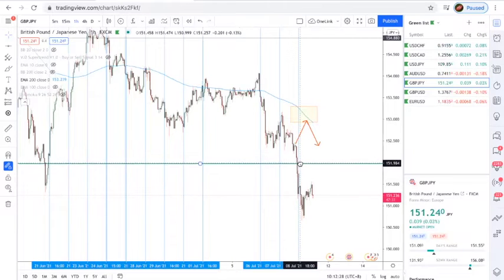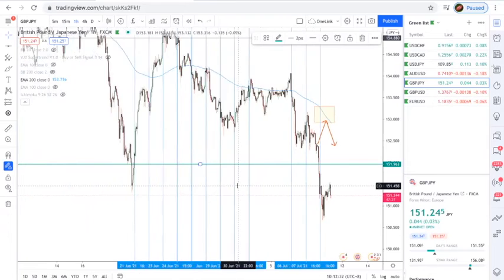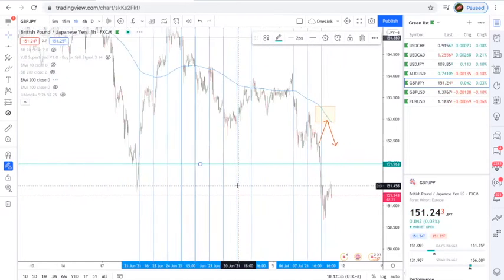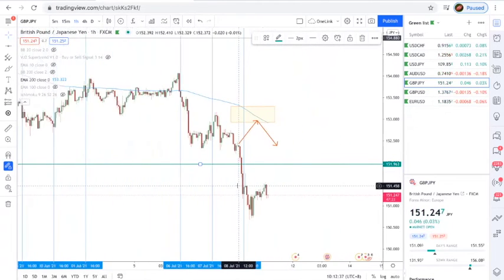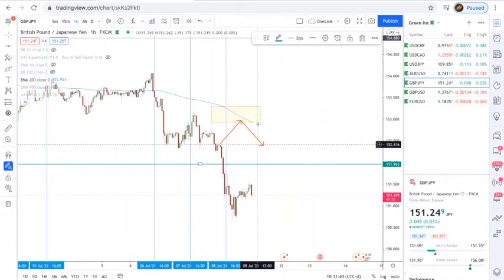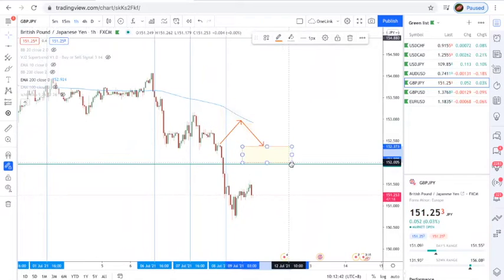I need to take this one to be on the safe side. So this will be your best selling position. So this will be your best selling position.